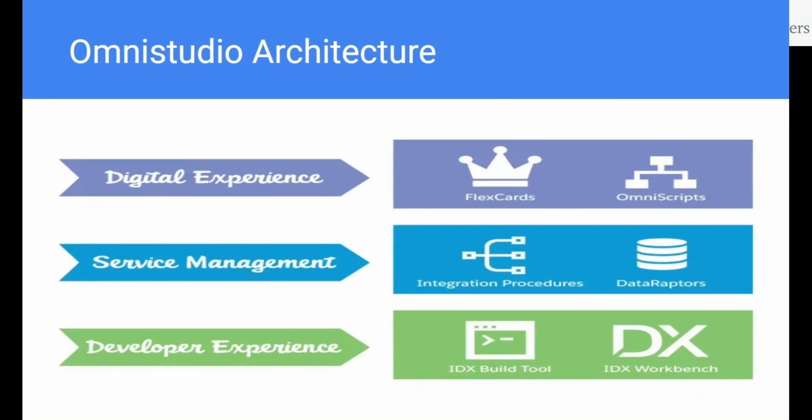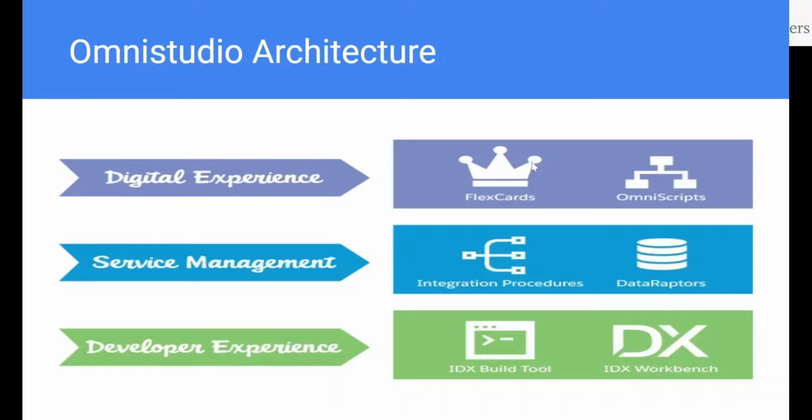So let's have a look at the basic structure of this Omnistudio. It has three layers. The first is digital experience, which deals with the UI part, and the one which is interacting with the user. The service layer or the service management layer deals with the data part. Then comes a developer experience, which consists a set of tools which help you migrate your Omnistudio components from one environment to another.